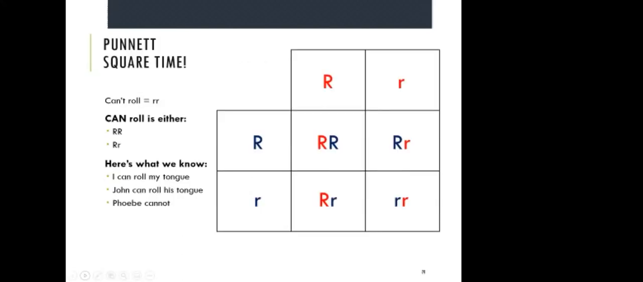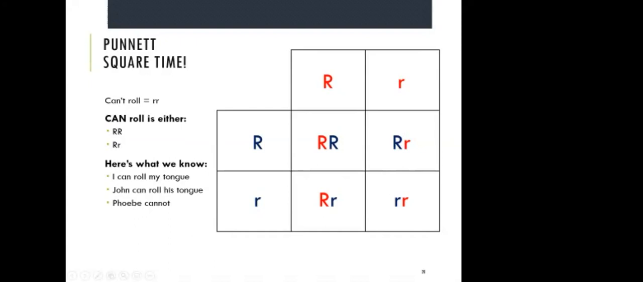Okay, so here we have a Punnett square that might explain why Phoebe can't roll her tongue. So if you can roll your tongue, you're either going to have two big R's or a big R and little r. So I can roll my tongue. I've got at least one big R. John can roll his tongue. He's got at least one big R. Phoebe cannot roll her tongue. So we know what her genotype is. If she cannot roll her tongue, she's going to have 2 little r's.